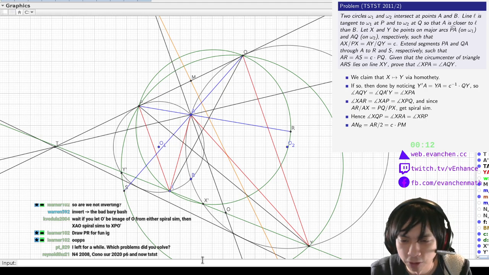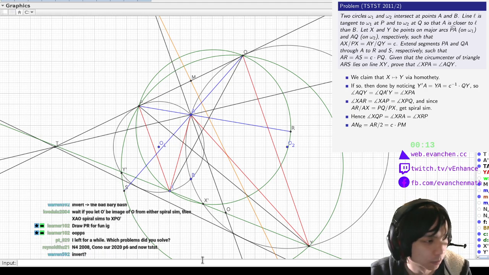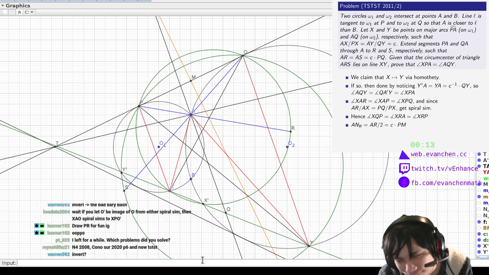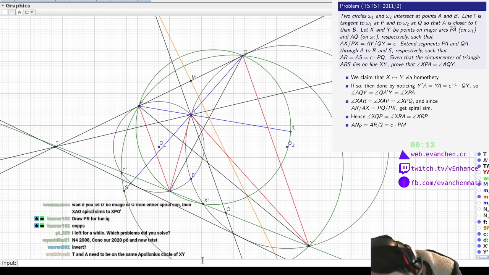Left for a while. You didn't miss much. This problem's not going well at all. I really didn't want to invert. Because I know I'm supposed to use that spiral sim, and I can't get it.